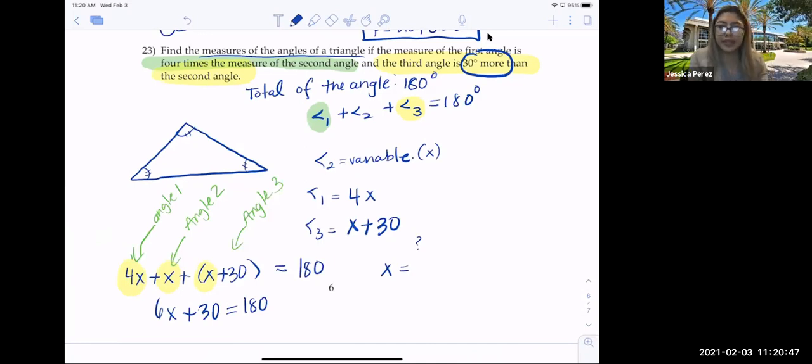Write it privately on the chat. You need to solve. You need to subtract both sides by 30 and divide by 6. You're solving an equation. You should all know how to solve now. When you're done, when finding x, tell me what you get privately on the chat.